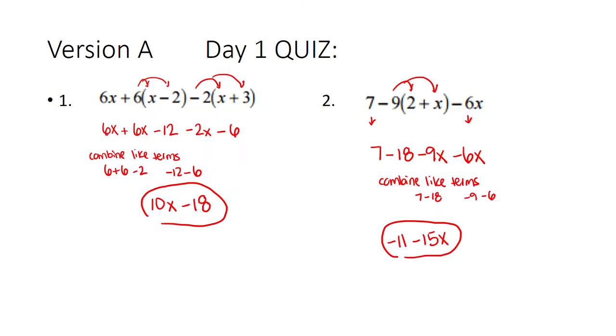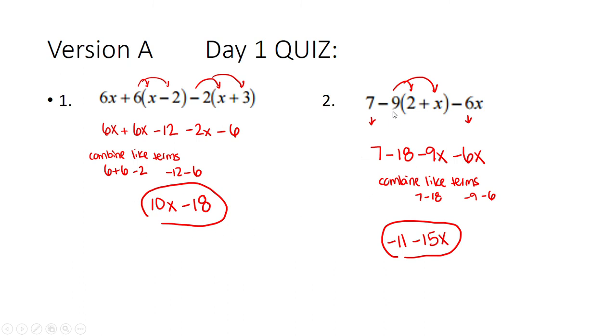All right, number 1, you should have distributed 6 to both the 6x and the negative 2 to get 6x minus 12, and the negative 2 to x to become negative 2x, and the negative 2 to 3 to become minus 6. Then when you combine all of your x's together, that's 6 plus 6 minus 2 to be 10x. Combine your whole numbers together, and that's negative 18. These are not like terms, so that's 10x minus 18 as my final answer.